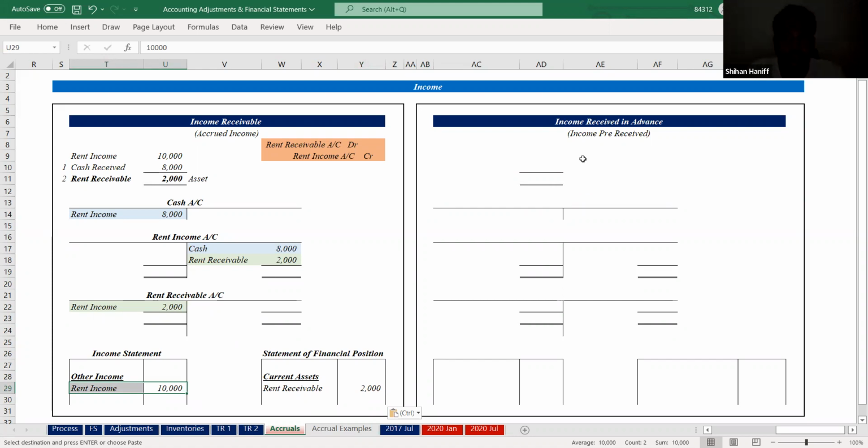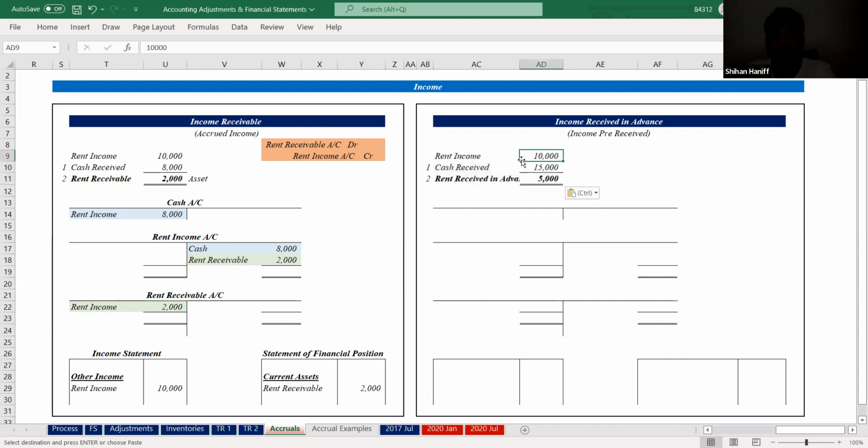And finally, received in advance. Okay. So I take income as 10,000. Cash received will take more. Received excess. This is called income received in advance or income pre-received. This is a liability. Because that 5,000 is an excess amount which is not belongs to you.